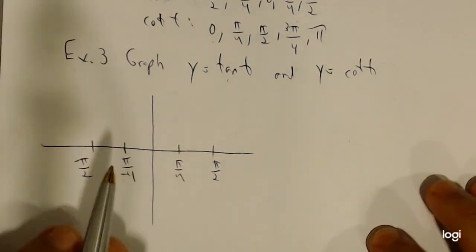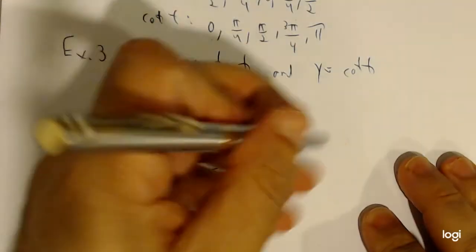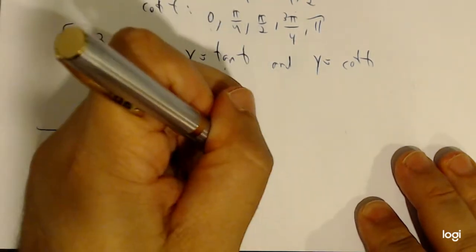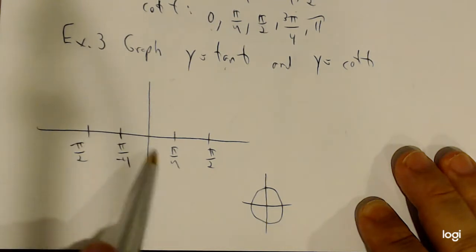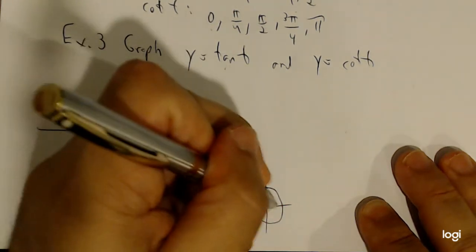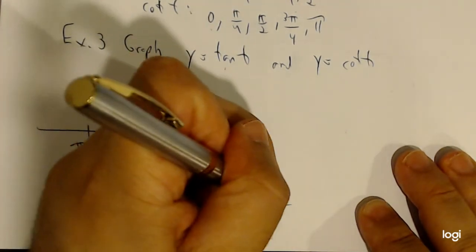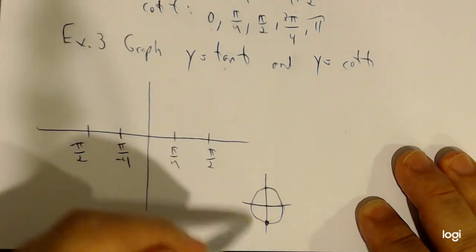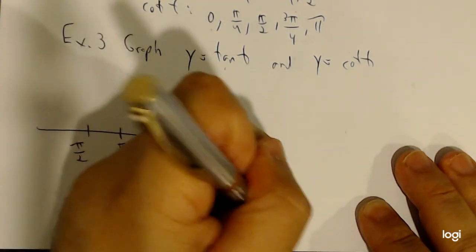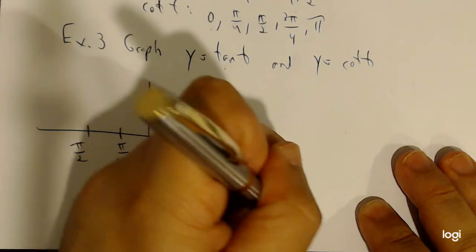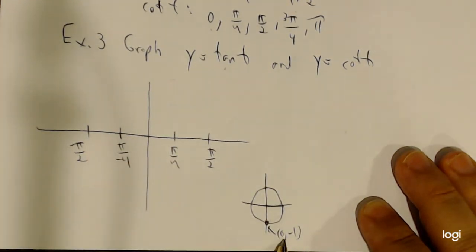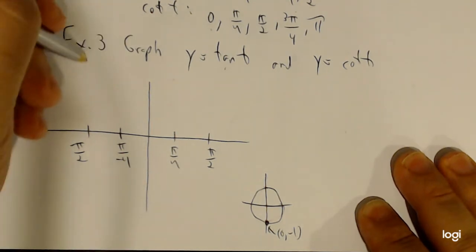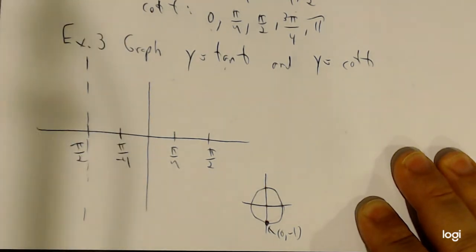Okay, so let me draw the unit circle here and show you why tangent is undefined. Negative pi over 2 would mean where? In standard position, that would put us here. I'm rotating, right? So that point has coordinates 0, negative 1. And if you notice, tangent is y over x, negative 1 divided by 0. And when we divide by 0, we have a vertical asymptote. So that's where we are.